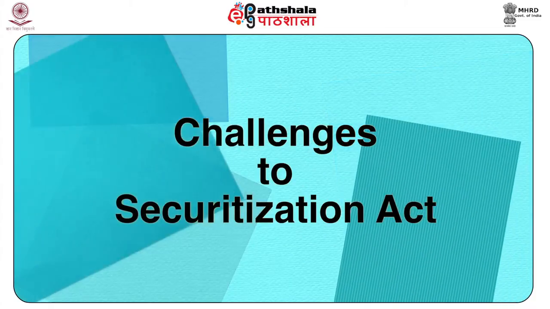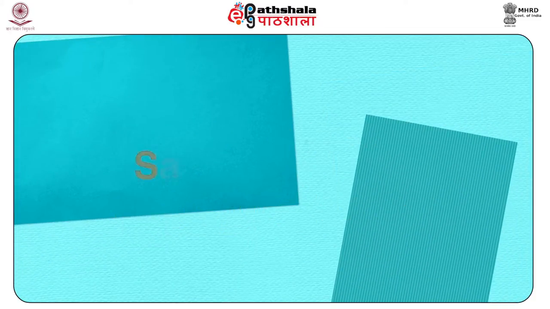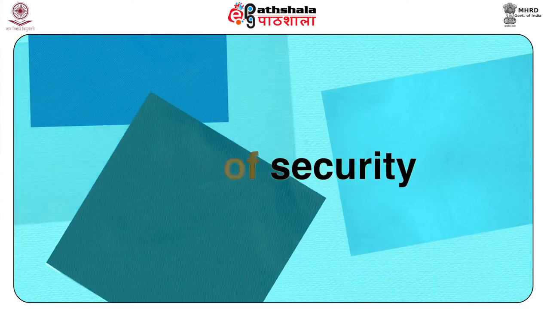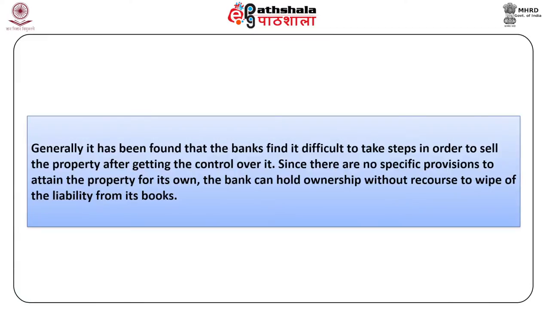The next topic to discuss is challenges to the Securitization Act. Out of these challenges, the first one is the sale of security. Generally, it has been found that the banks find it difficult to take steps in order to sell the property after getting the control over it. Since there are no specific provisions to attain the property for its own, the bank can hold ownership without recourse to wipe off the liability from its books. The creditor, with the consent of the court, can also take part in the auction and acquire the secured property. The Securitization Act does not provide any specific provisions and rules regarding the same.